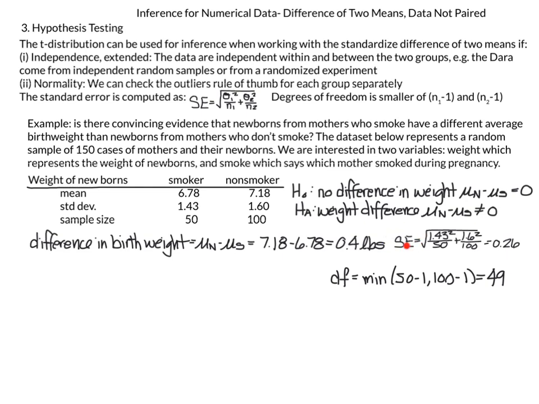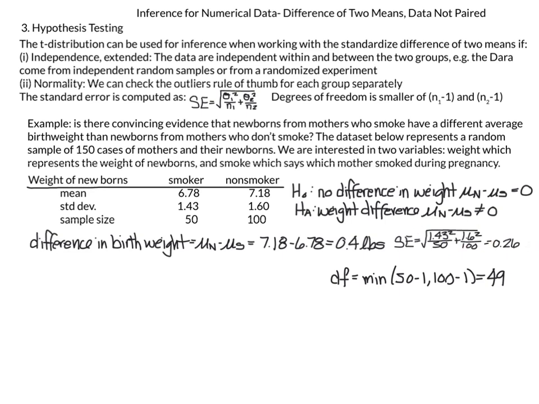Now we calculate standard error, which is our standard deviation for our first group squared over n sample size for our first group. So we have 143 squared over 50 plus 160 squared over 100. And then we square root the whole thing and we get 0.26.